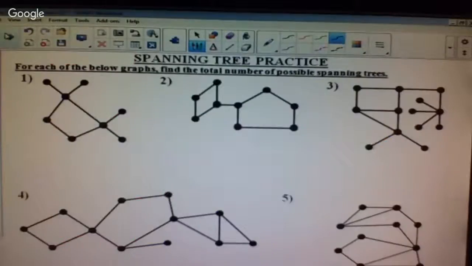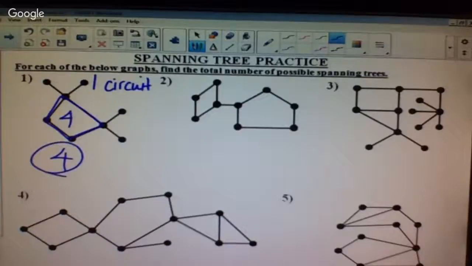All right, so we are going to practice on finding how many spanning trees you have. First thing you need to do is look at the picture and say, how many circuits do I have? In graph 1, I have 1 circuit. If I only have 1 circuit, the number of spanning trees I have is how many edges that circuit contains. So here's my circuit. How many edges is that? So I have 4 spanning trees. Those are the easiest ones.